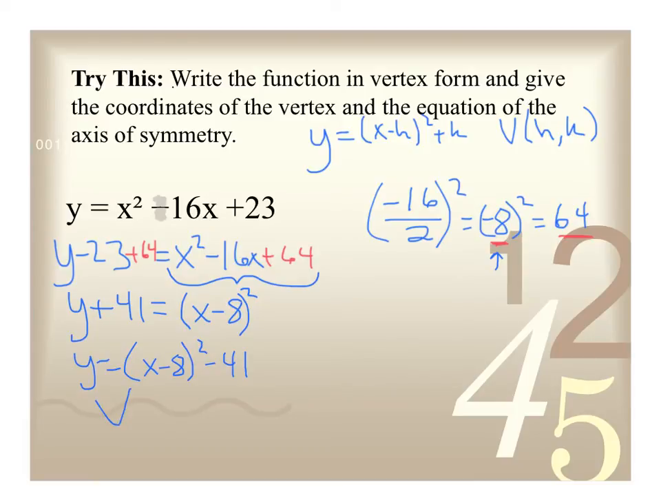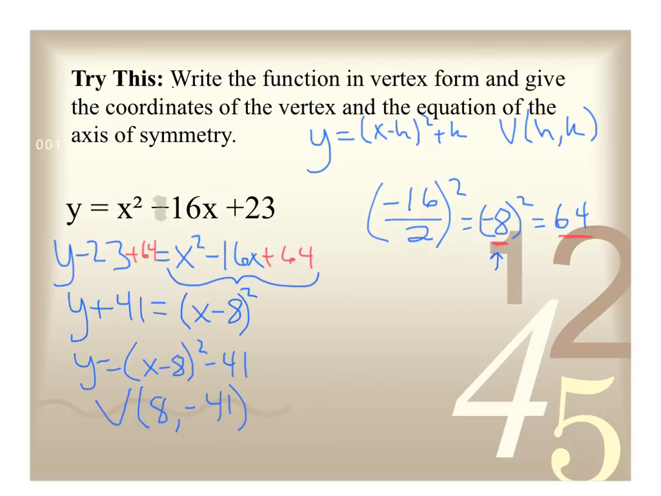So my vertex is going to be, well, I have to change the sign, so I get positive 8 and then negative 41. And remember, we're changing that sign because here I have x minus 8, so that negative sign changes what the h actually is. So it looks like it's negative 8, but that negative sign there, if I had a negative 4 for h, I'd have x plus 4 because I'd have negative negative. So you got to think opposite when you're looking inside here.